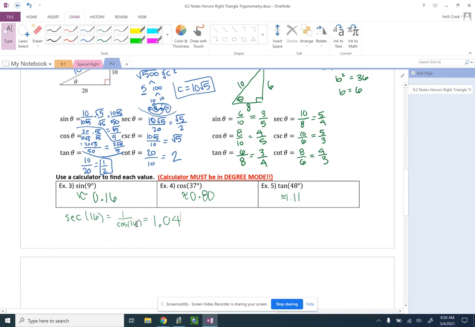Okay, so if you're asked to find secant, cosecant, or cotangent, you'll have to find your relationship to sine, cosine, or tangent and do it that way. Besides that, that is all we have for 9.2.